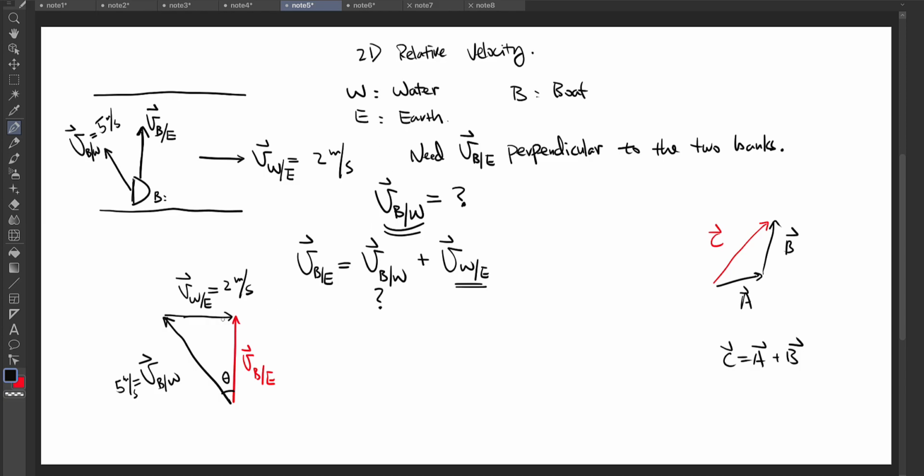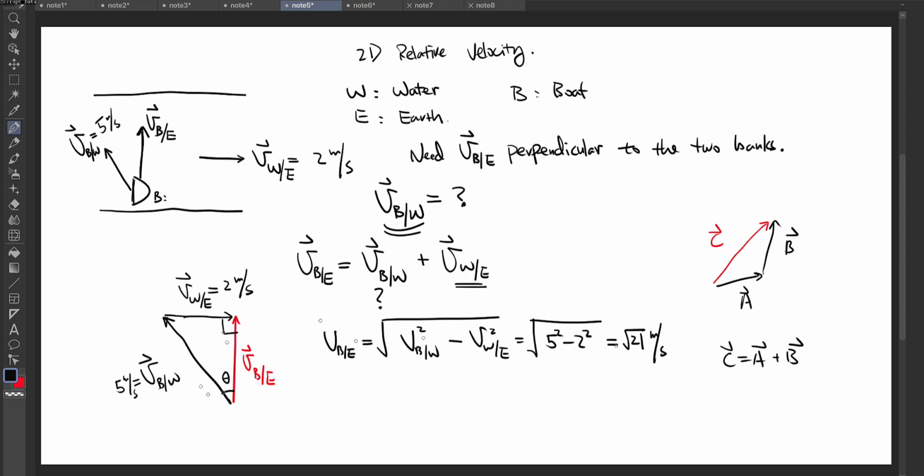So we can calculate, this one is a 90-degree angle. So we can calculate easily the VBE magnitude. So VBE magnitude equals the boat relative to the water magnitude squared minus water relative to the Earth squared. So that equals 5 squared minus 2 squared, equals square root 21 meters per second.